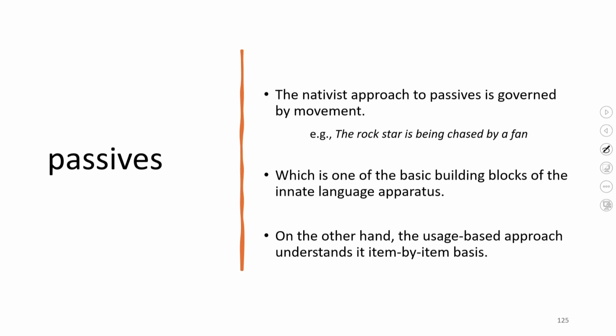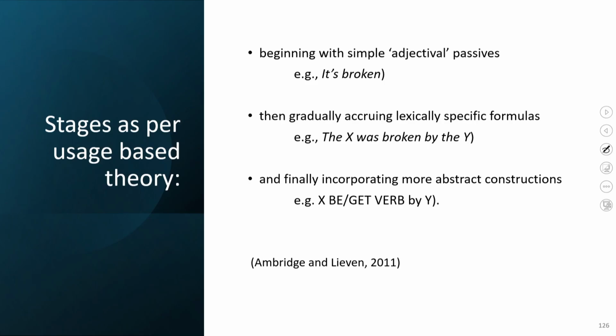For example, the rock star is being chased by a fan. So, the fan is chasing and the rock star is being chased. So, you have a movement out there again, which is one of the basic building blocks, and on the other hand the usage based approach of course understands it slightly differently, as with the previous structures as well.